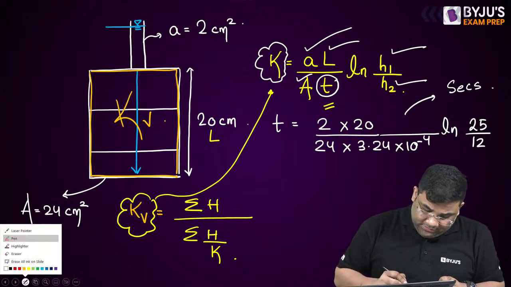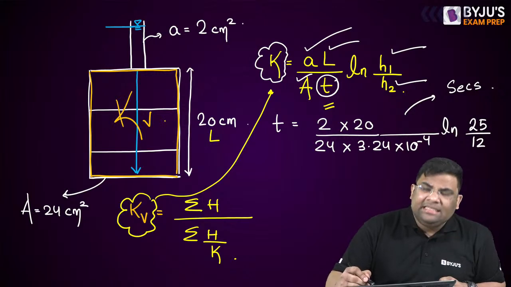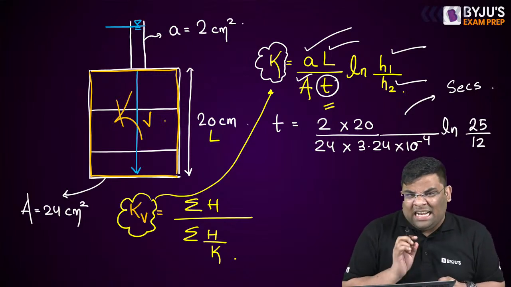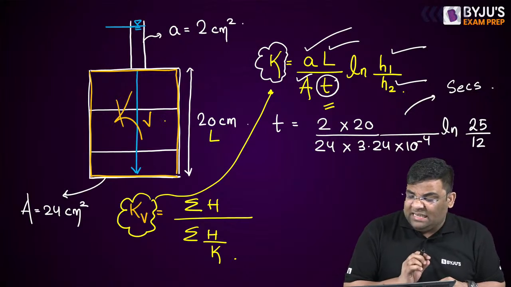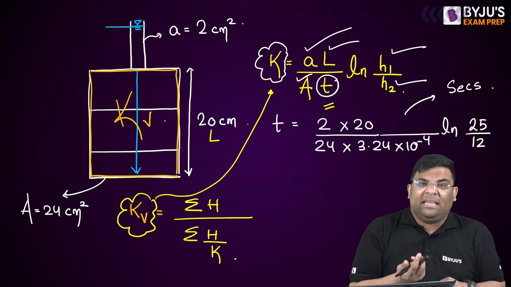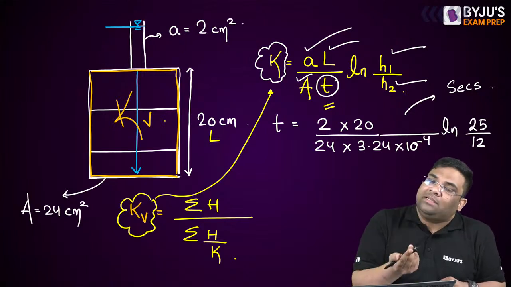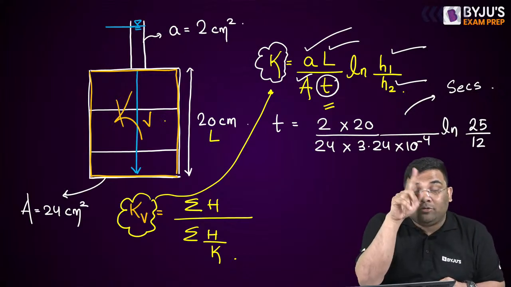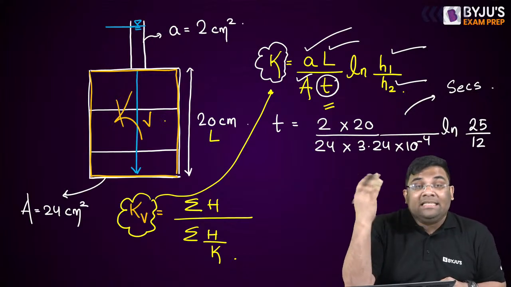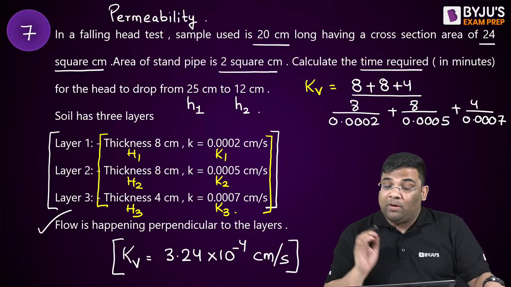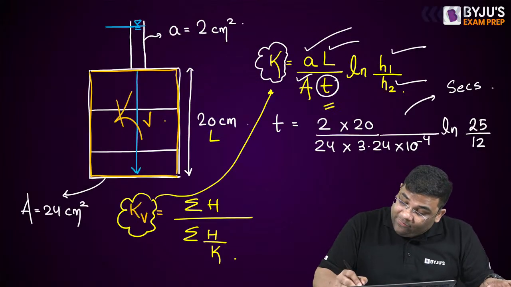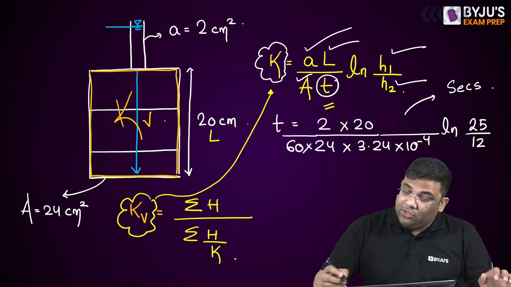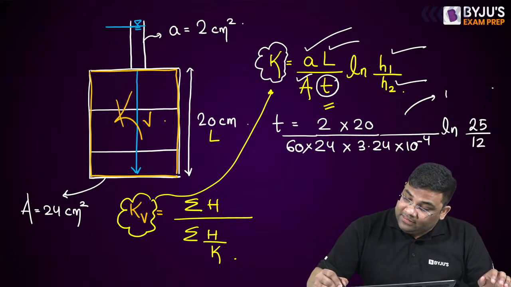Why? This A is in centimeter square, capital and small, so they get cancelled. L is in centimeter and K is in centimeter per second, so centimeter gets cancelled and the per second goes up as second. ln doesn't have units, so we'll get the answer in seconds. But they have asked the question in minutes. So I'll divide this by 60 to get the answer in minutes.